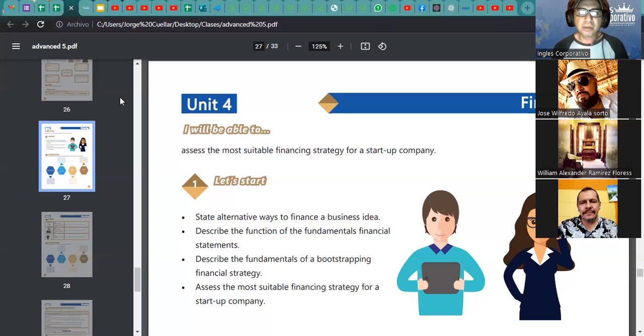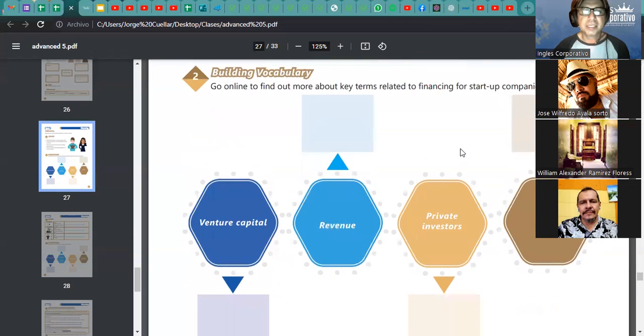Describe the fundamentals of bootstrapping financial strategy and assess the most suitable financing strategy for a startup company. I believe that for a startup company it's kind of difficult because you don't have any assets, right? When you already have a business and people know it, it's a little bit easier if everything is healthy. So let's check some vocabulary.